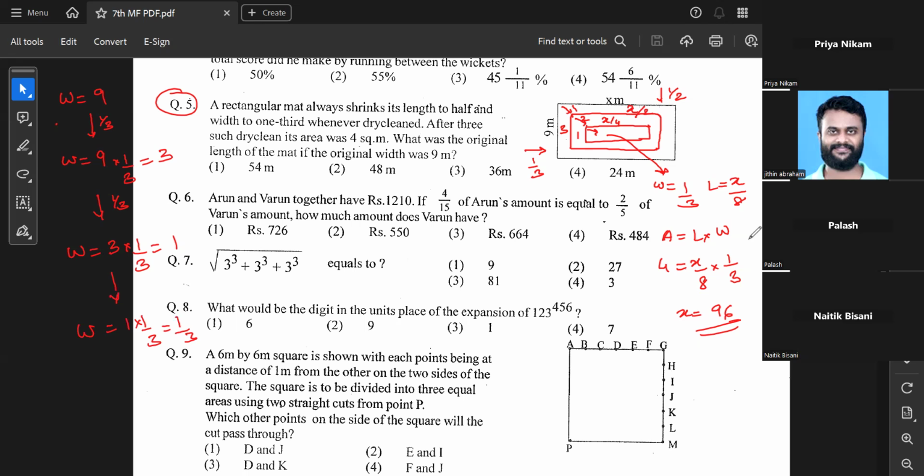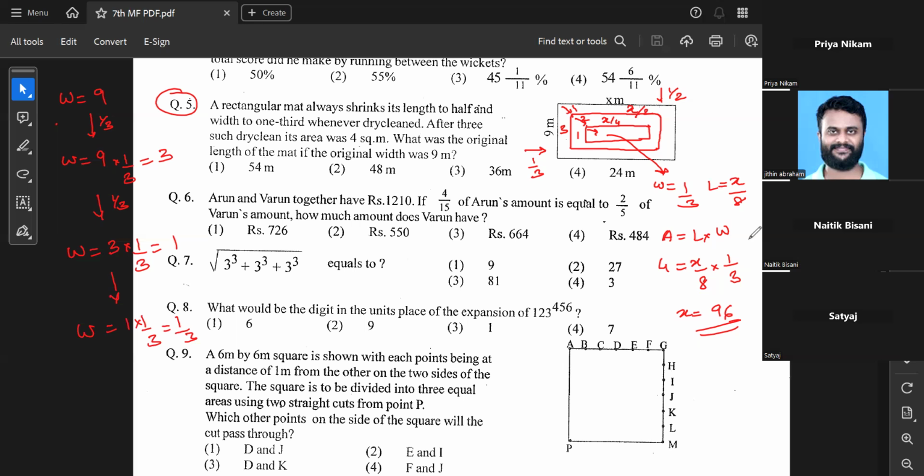Priya, what is your query? Sir, I got a different answer. I did it like this only. On the third dry clean, the breadth was 1. The area after 3 dry cleans is 4. So breadth we got 1, so the length will be 4. Now we need to double it 3 times because it shrinks 3 times. So 2 into 2 is 4, 4 into 2 is 8 and 8 into 2 is 16. I got 16 like that.